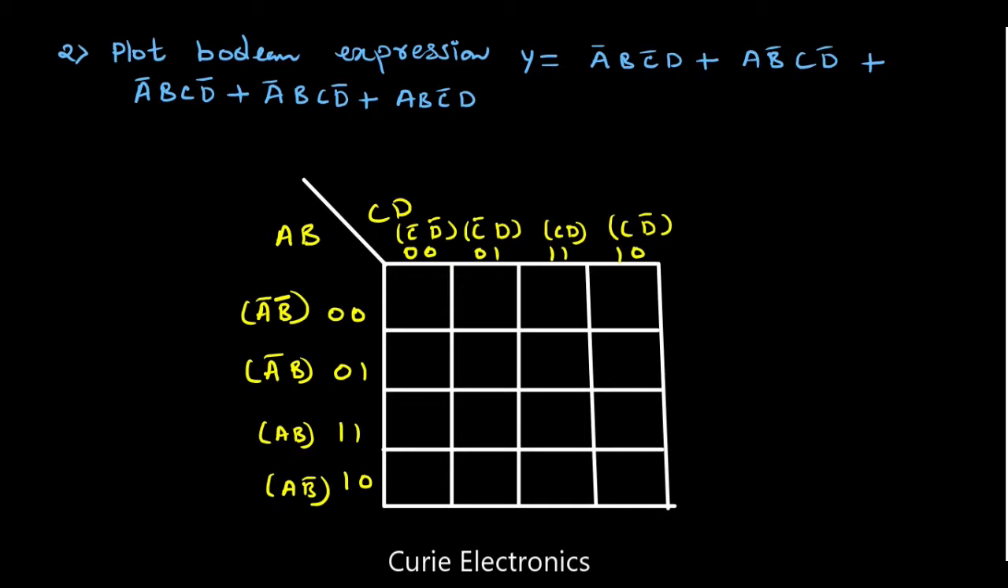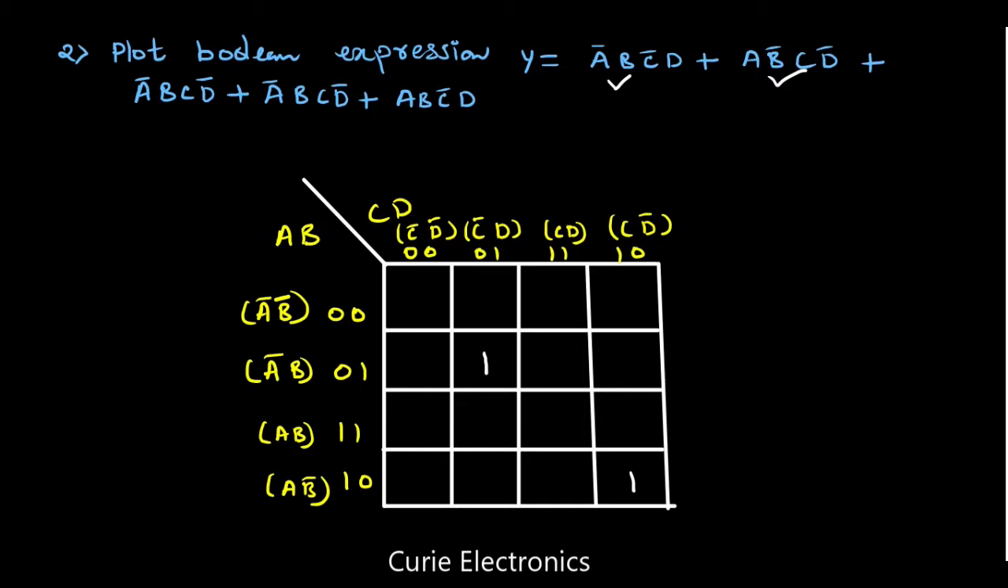Now let's mark the ones. For the first literal, A bar B C bar D, first we have to look for A bar B. Okay, A bar B C bar D, it's here, correct. Next, A B bar C D bar. First look for A B bar, the bottom one. A B bar C D bar is the last column. So 2 we have marked.